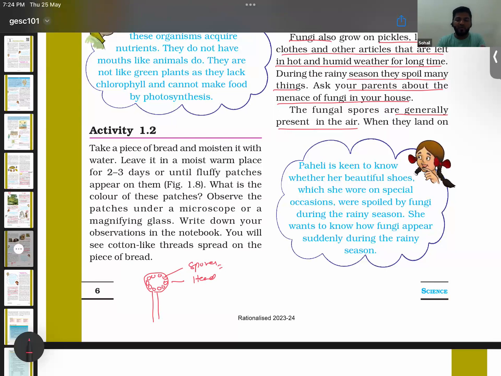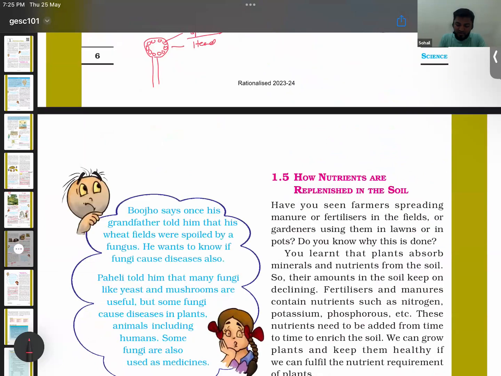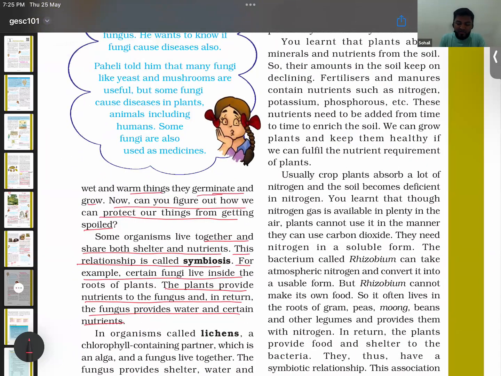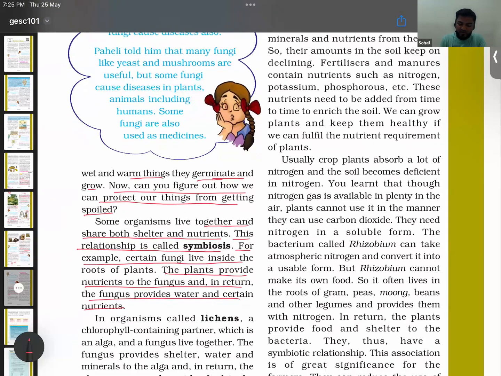If you leave a food open in the air, after some time you will see that it has caught fungus. So where did this fungus come from? It came from this spore. When this fungal spore landed on the food, it contaminated it. So the fungal spores are generally present in the air, and when they land on wet and warm things, they germinate and grow. So once this spore lands on your food, what happens? It starts to germinate. It starts to get nutrition from that food, and it starts to grow then. Okay. So that is about the fungus.